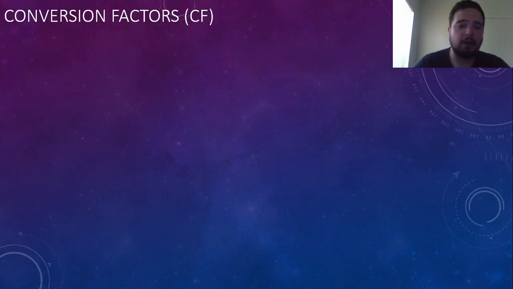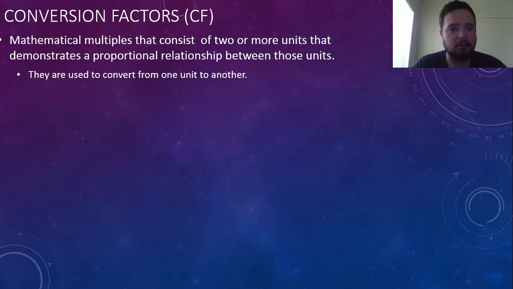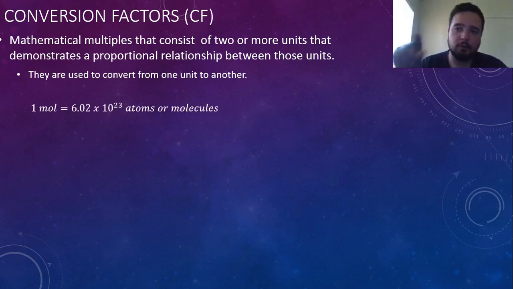So the first thing we're going to talk about is conversion factors. This might be something you've already heard about in previous classes like physics or even middle school, as well as maybe in your math classes, but they're mathematical multiples that consist of two or more units that demonstrate a proportional relationship between those units. And I'll show what I mean here in just a second. But in other words, the whole point is that you're able to use these to convert from one unit to another. So typically what you'll see conversion factors in are in an equation form, but you can manipulate them in other forms too.